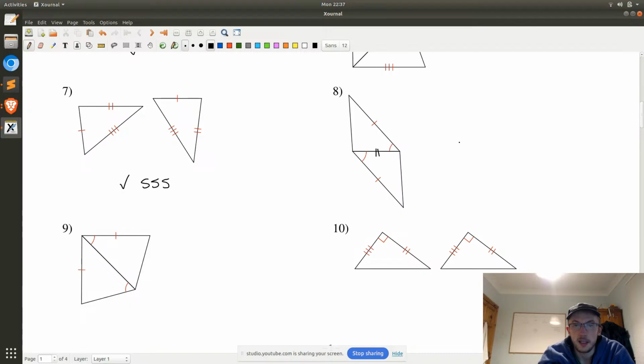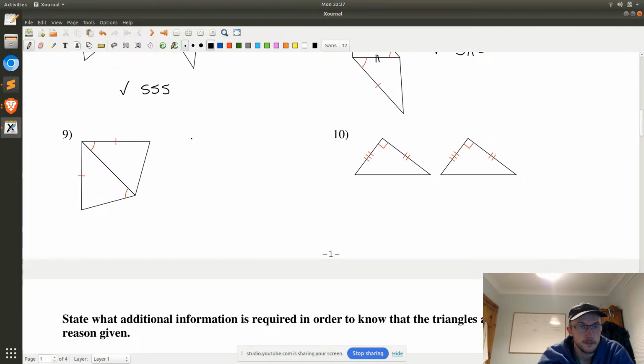Side-angle-side theorem, so they are congruent. No, they're not congruent. Although they share a pair of sides and they share a pair of angles, they're not congruent. Side-angle-side, side-angle-side. So yes, they're congruent. Okay.